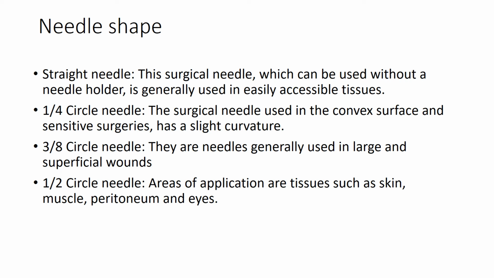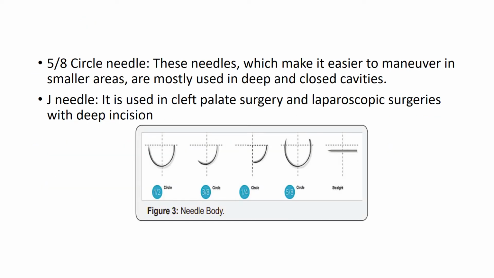We also have 3/8 circle needles. These are generally used in larger and superficial wounds. We also have a half circle needle. This is used for tissues such as skin, muscle, peritoneum, and eye. We also have the 5/8 circle needle, which makes it easier to maneuver in smaller areas, and is mostly used in deep and closed cavities. We also have what we call the J needle. This is used mostly in cleft palate surgery and laparoscopic surgery with deep incision.